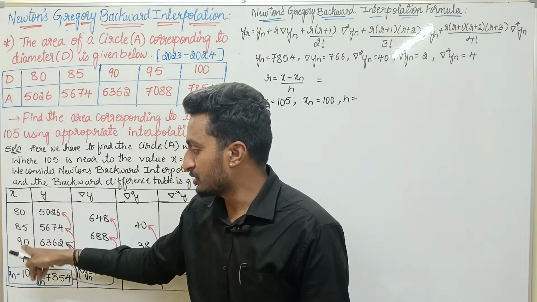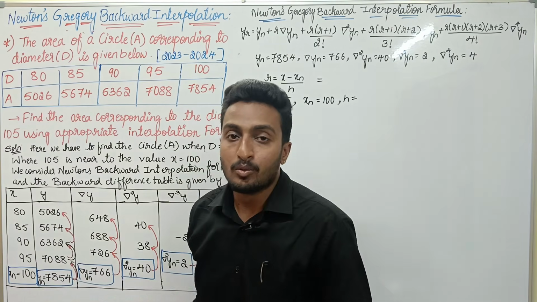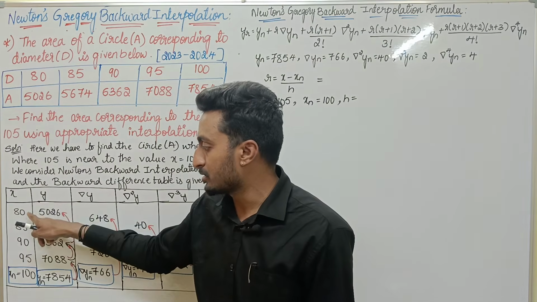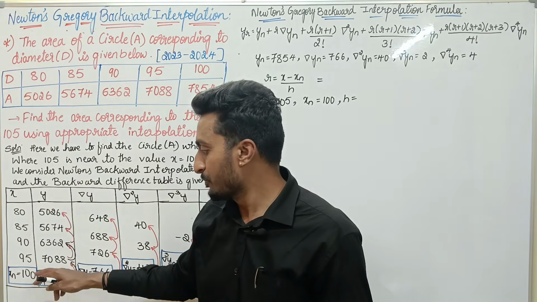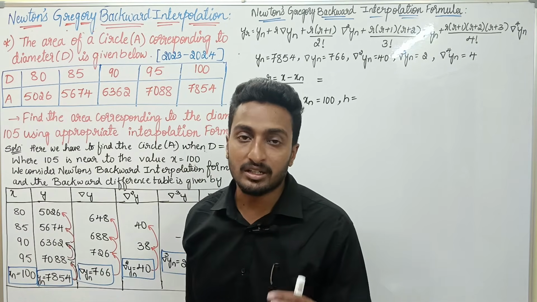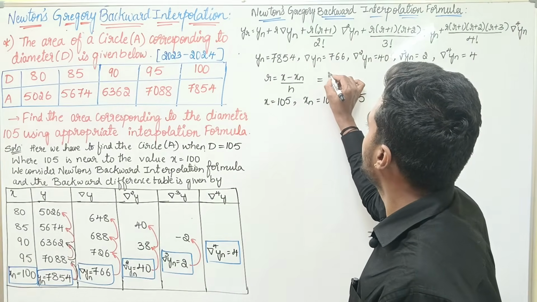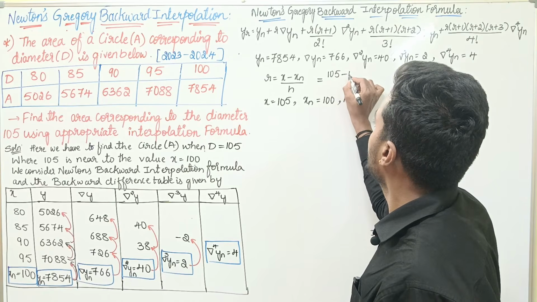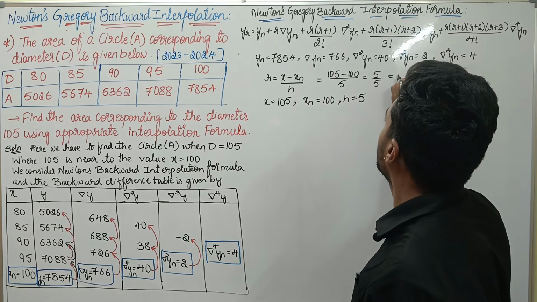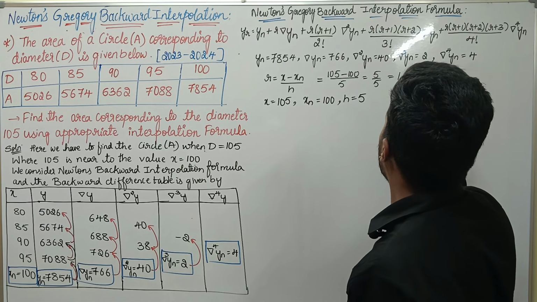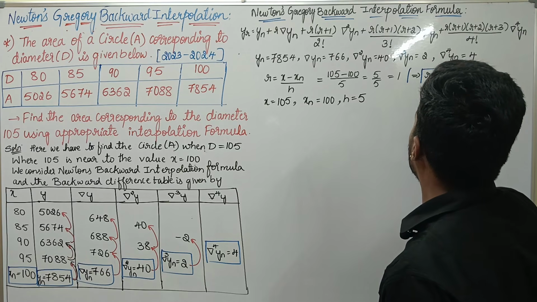That is, in this interval 80, 85, 90, 95, 100, what is the common difference between these values? It is 5. From 80 to 85 we have 5, 85 to 90 is 5, 90 to 95, 95 to 100 the difference is 5. So I am going to consider h as 5. Simplify: 105 minus 100 divided by 5 gives 5 by 5 which is equal to 1, which implies r equals 1.